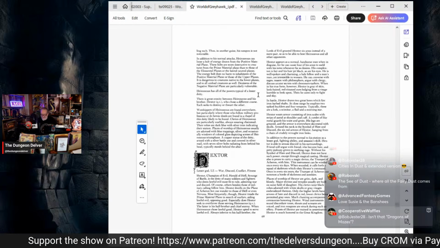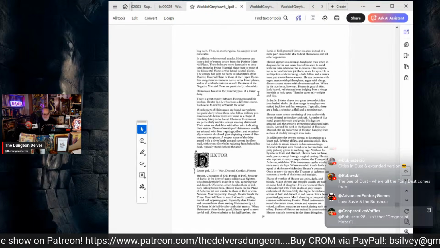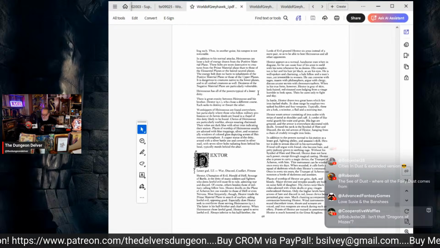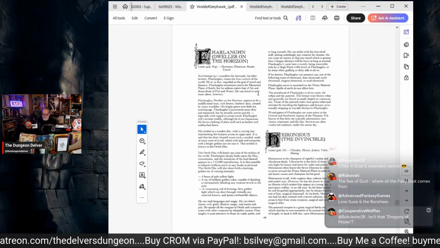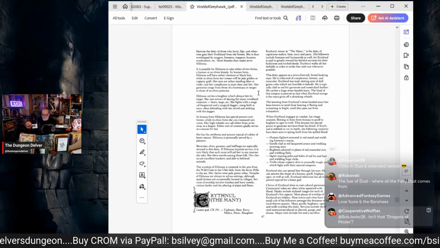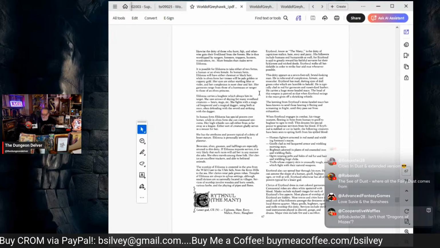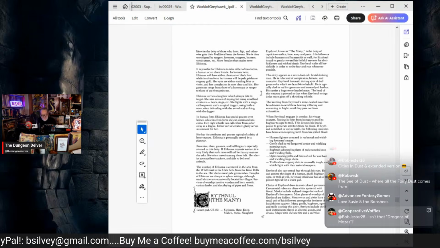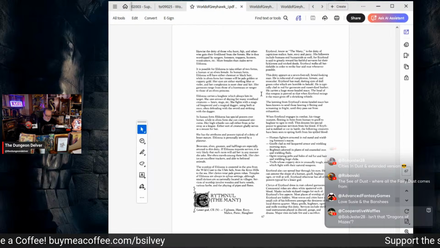Now, I think there's a little bit of organizational issue here. I think we should have gotten the numbers for these gods in with the descriptions. They're actually in the other manual. I can kind of understand it, but I kind of don't like it.